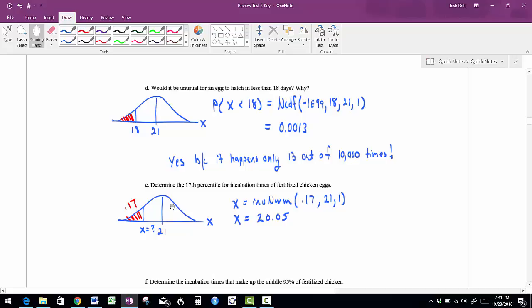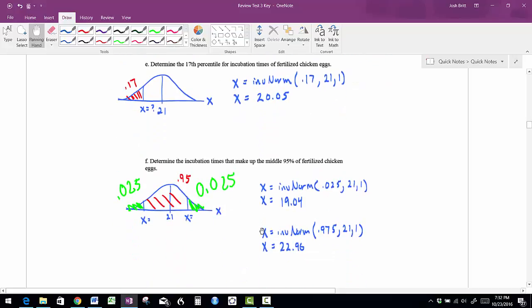Okay, so here, again, just normal CDF. 17th percentile, anytime you find a percentile, it'll be inverse norm. Area to the left of your percentile, here you're looking for area to the left of this point. The 17th percentile is about 20 days. Alright, so 17% of the eggs will hatch in less than 20 days.